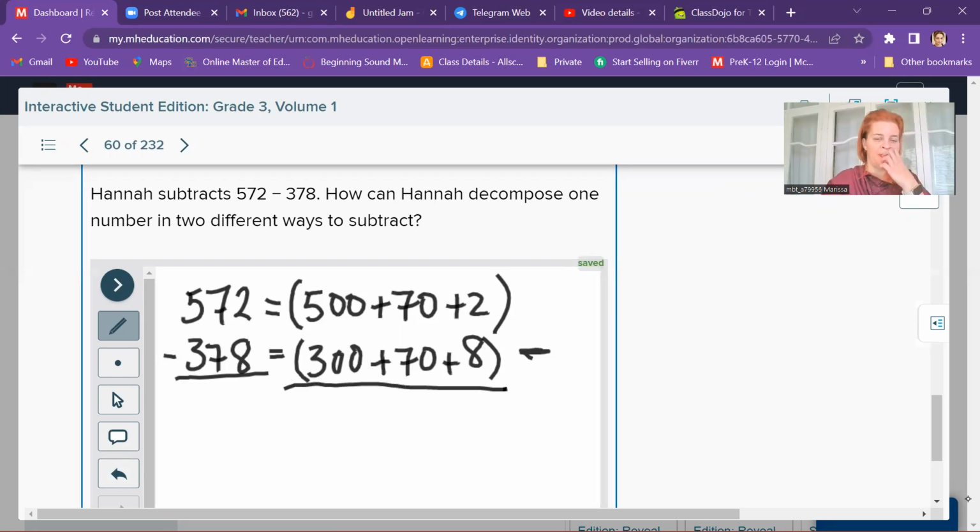Okay, all right. Can you take 8 from 2? Nope. So you have to make this 2 a 12, and we're going to add 10. Why don't we add 100? Because it's the tens place, right? Okay, understand that, right? What's 12 take away 8? 4. Very good. Let's put our parentheses here. What's 70 plus 10? Easy. Can you take 80 from 70?